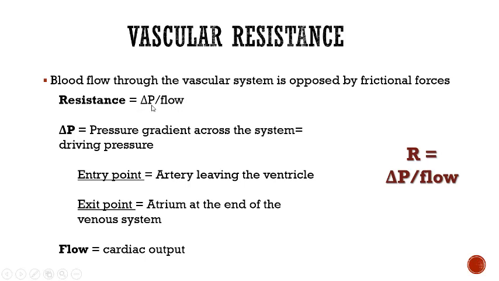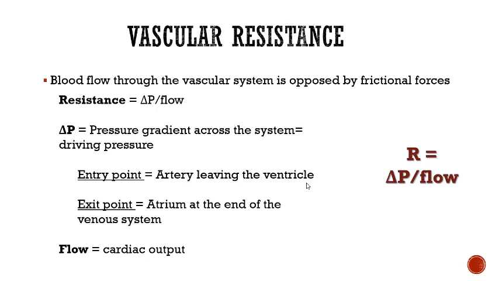So resistance is delta P over flow. Again, this should look familiar. The difference here is what the delta P is. So change in pressure over flow. When we're looking at change of pressure for vascular resistance, we are going to be looking at the entry point, which is the artery leaving the ventricle. So you have your pulmonary artery and your aortic artery. And remember, although you do have the order of blood flow, the right and the left are going to be filling at the same time and ejecting blood from the ventricles at the same time.